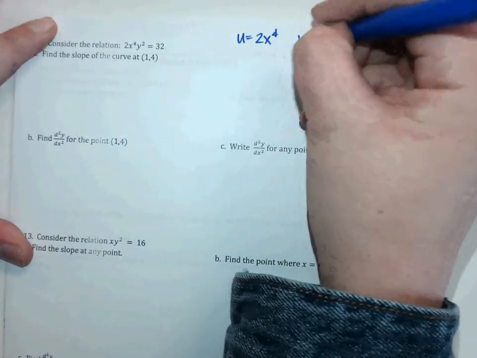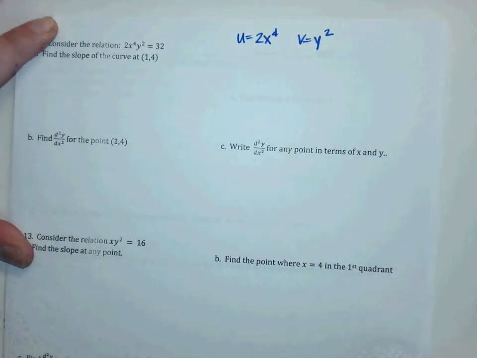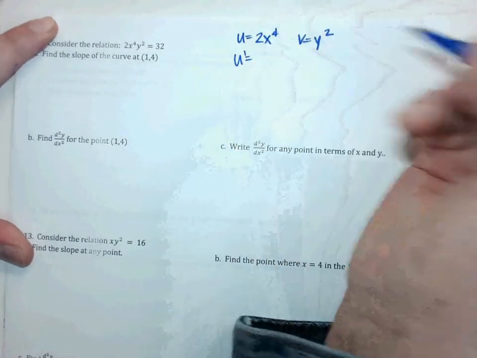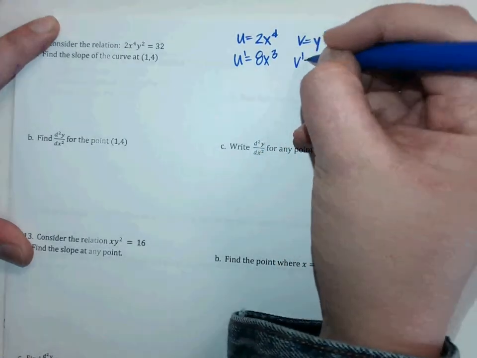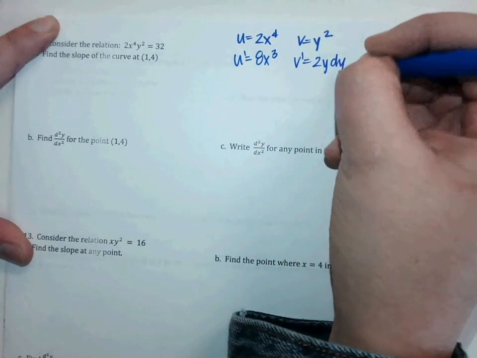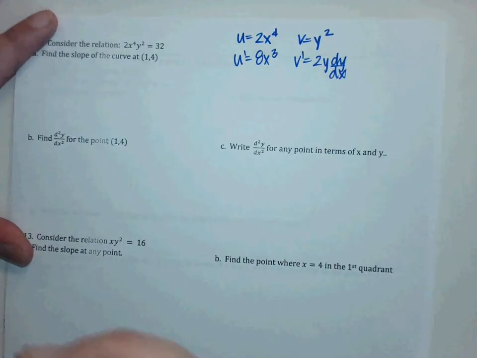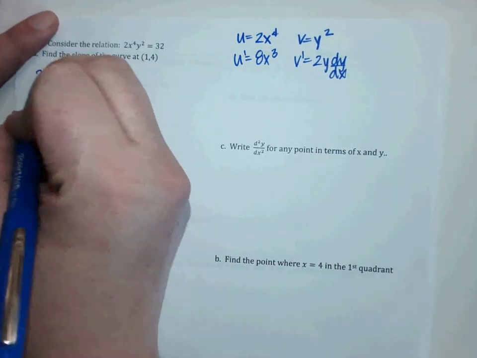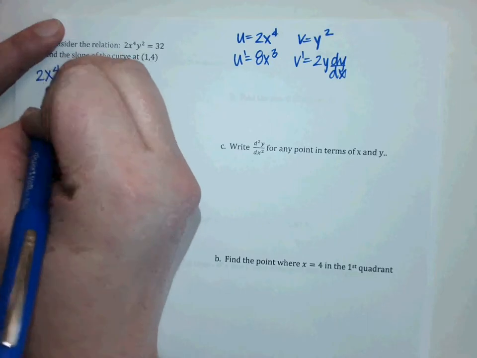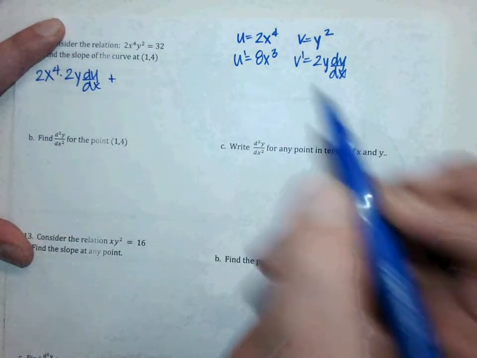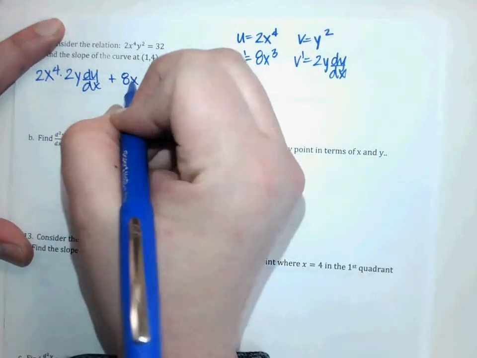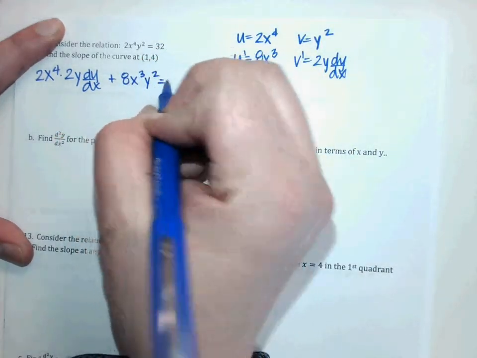See what I get? Okay, u prime would be 8x cubed. V prime would be 2y dy dx. Yeah, so far so good. Okay, so then I'll have 2x^4 2y dy dx plus. Other side I'll have 8x cubed y squared equal to what?